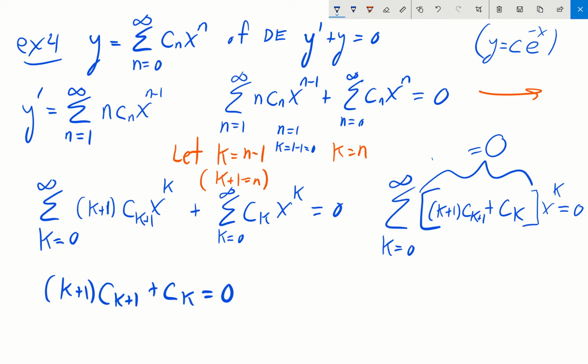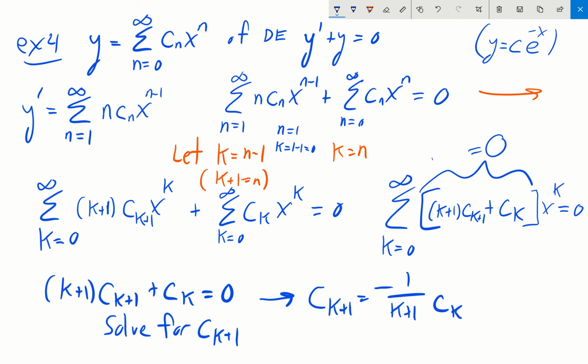And what this is going to provide is a recursive relationship for our variables that involve ck. Typically what you would want to do is always solve it for the one that has the largest index. So let's take this equation and solve it for c of k plus 1. You would begin by subtracting ck from both sides, then simply divide by k plus 1, and what we get is the following. c of k plus 1 is equal to negative 1 divided by k plus 1 times ck. And this recursive relationship is valid for k equals 0 through infinity.